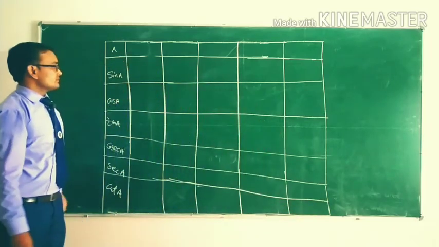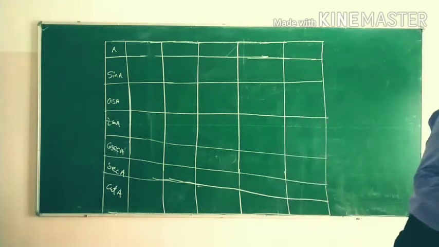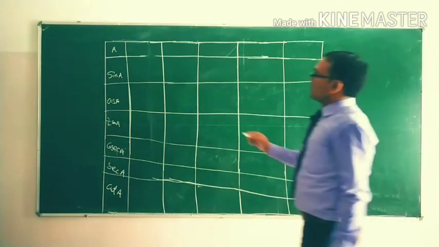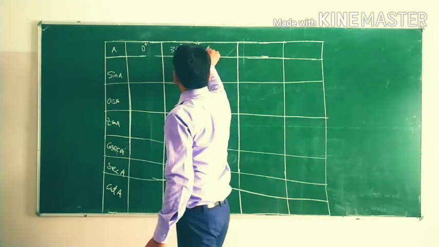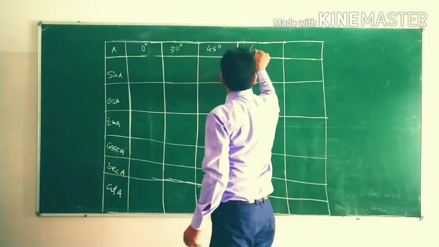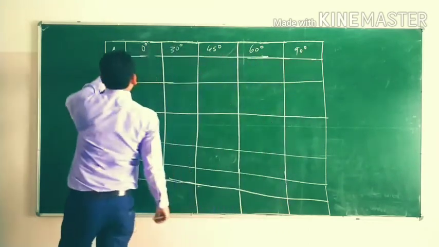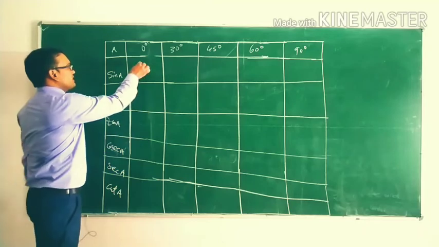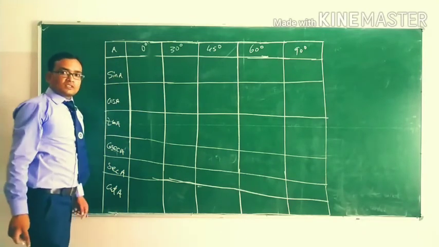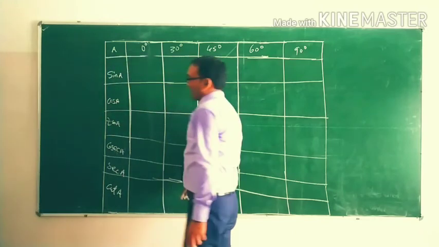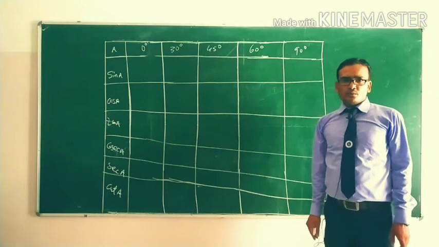Okay students, we find the value of sin 0. Here we have 0, 30 degree, 45 degree, 60 degree and 90 degree. What is the value of sin 0? The value of sin 0 is 0. What is the value of sin 30 degree? The value of sin 30 degree is 1 upon 2.